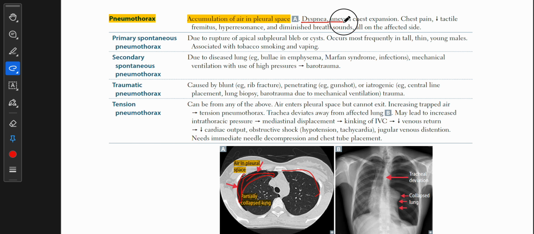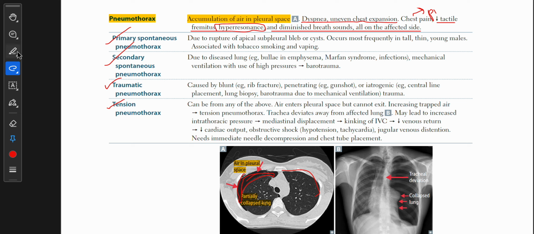The classic clinical features are dyspnea and chest pain, and the chest pain is actually pleuritic chest pain. There is decreased tactile fremitus, hyperresonance due to air, and also diminished breath sounds on the affected side. So there are types of pneumothorax: primary spontaneous pneumothorax, secondary spontaneous pneumothorax, traumatic pneumothorax, and tension pneumothorax.